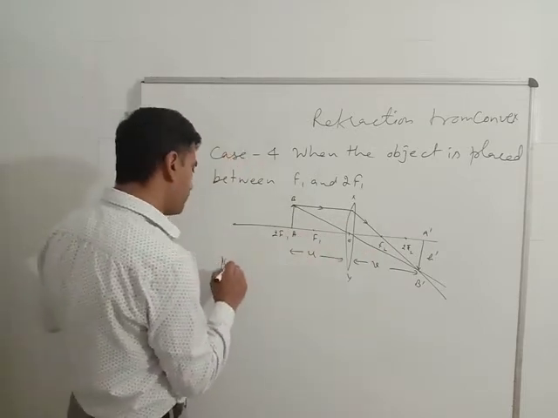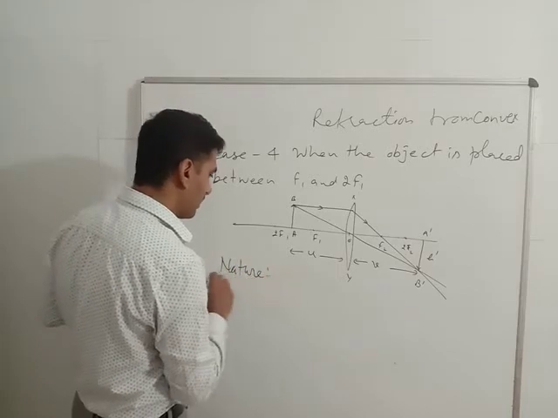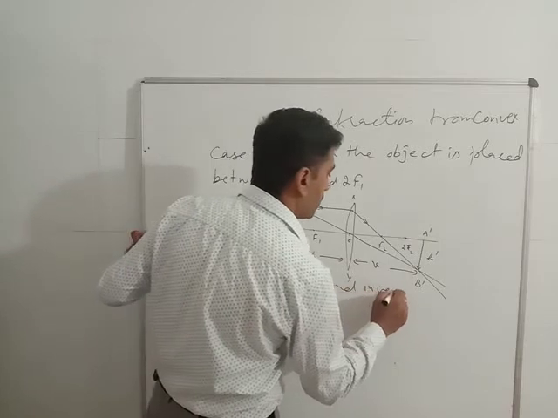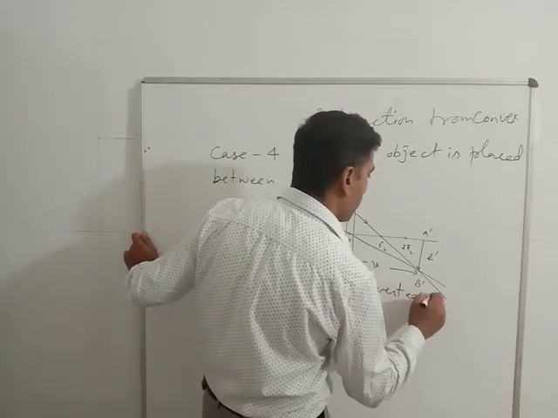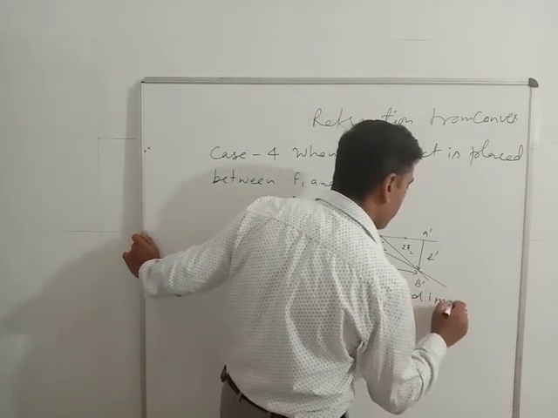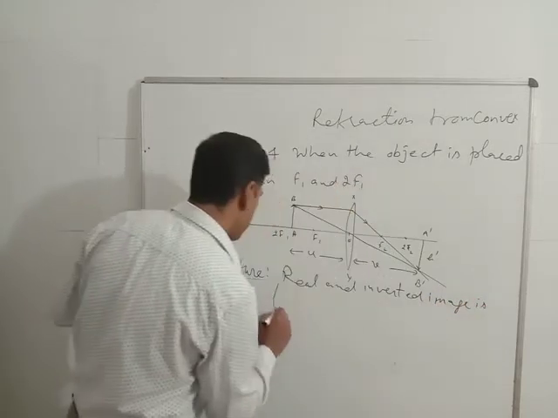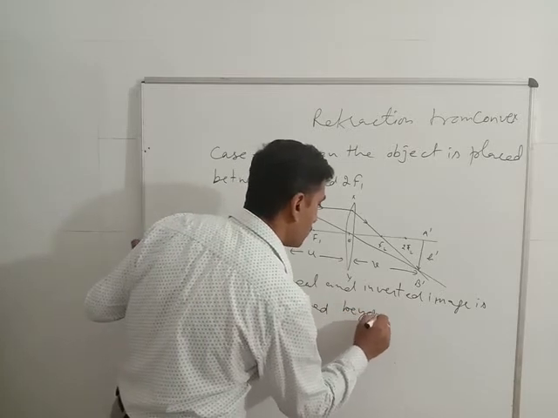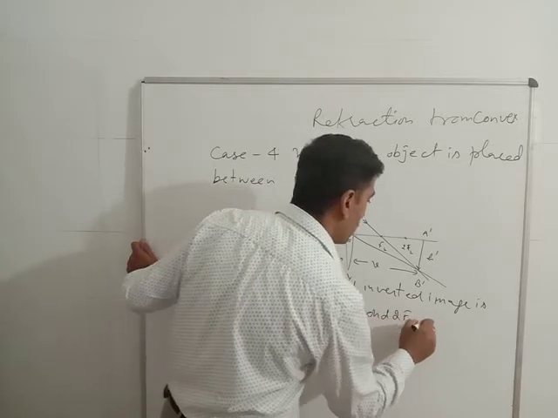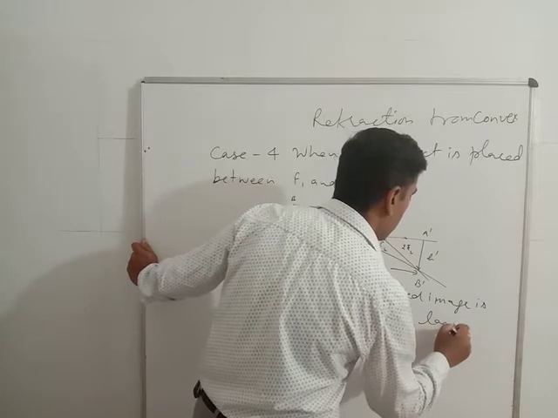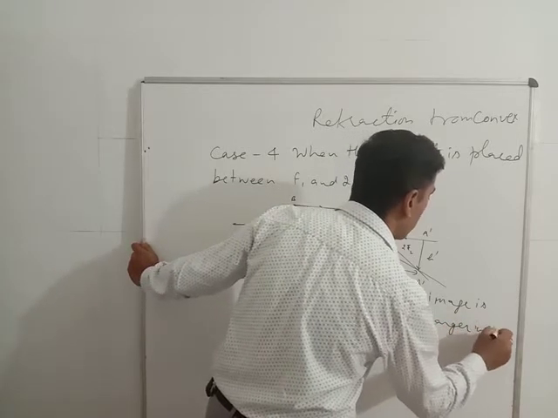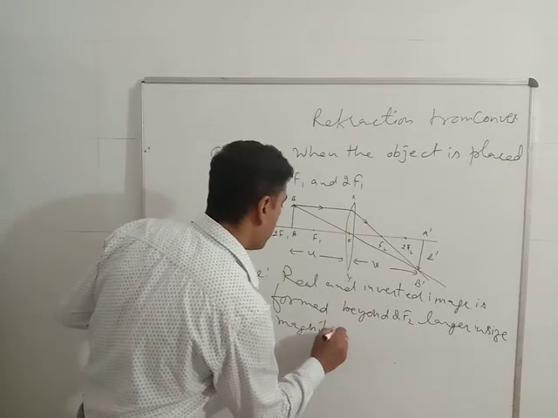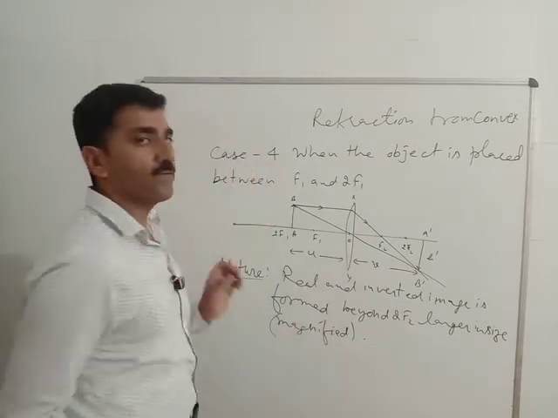What will be the nature? Again, nature is real and inverted. Real and inverted image is formed beyond 2F2, larger in size, or you can write magnified also. I'm writing in bracket. Fine.